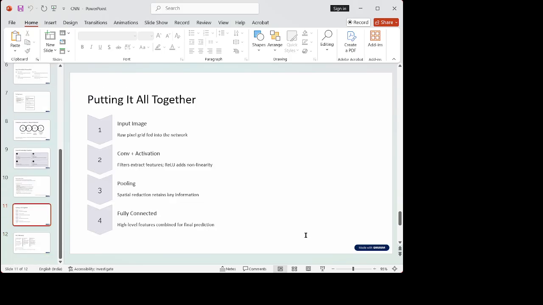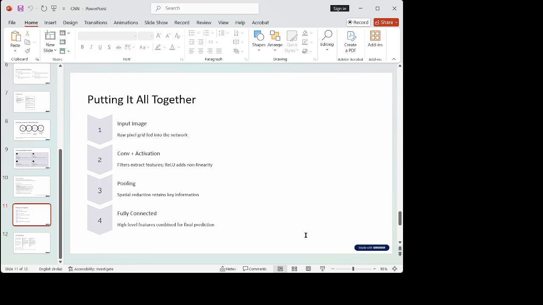The final one is putting it all together. Input images, raw pixels, and convolutions plus activations. Here the filters extract features, ReLU adds non-linearity, then pooling gives spatial reduction while retaining key information, and finally the fully connected layers combine high-level features for final predictions.